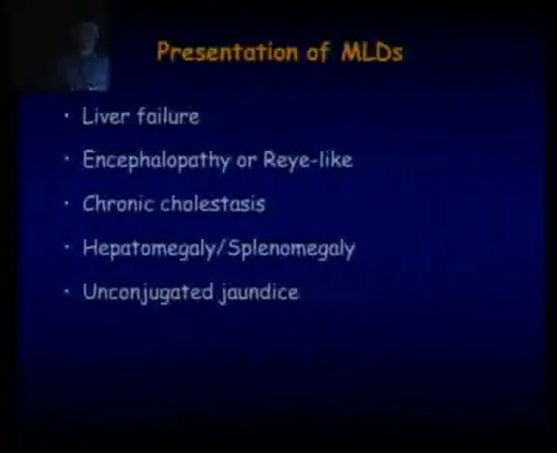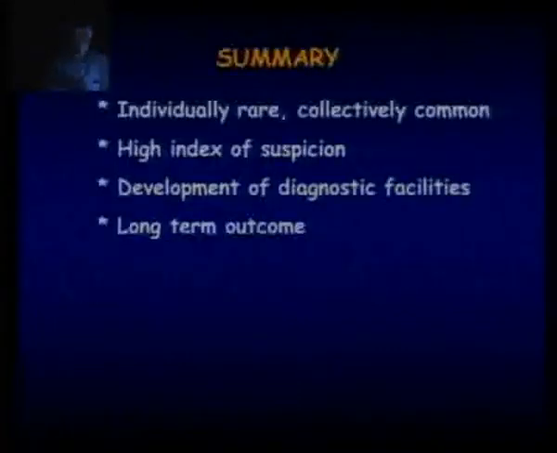They can present with liver failure, chronic cholestasis, organomegalies, or even sometimes with unconjugated jaundice, like Crigler-Najjar, or occasionally in children even with galactosemia. So to summarize, what we are going to see over the next 2 days is that though the metabolic diseases are individually rare, if you put them together as a group, they are collectively common. And I think it's important for all pediatricians, hepatologists, as well as the adult gastroenterologists who are here to understand and know how to pick them up.